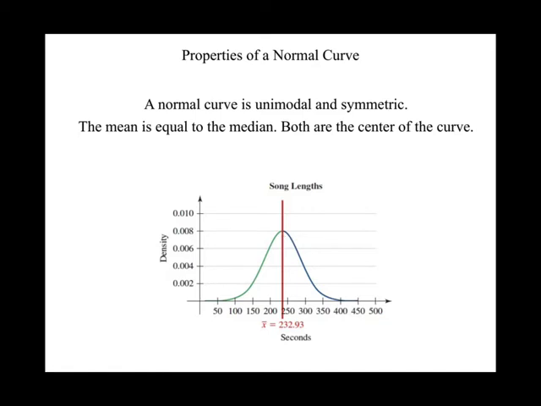For a normal distribution, the mean is equal to the median, and both of them will happen in the center. Okay, so the mean equals the median, and again, it's in the middle.